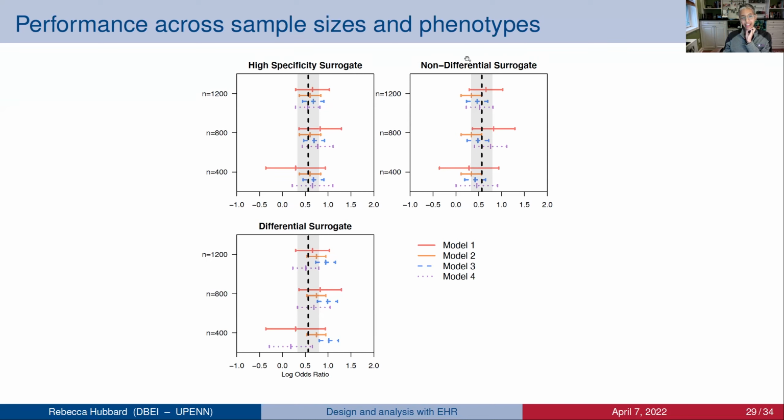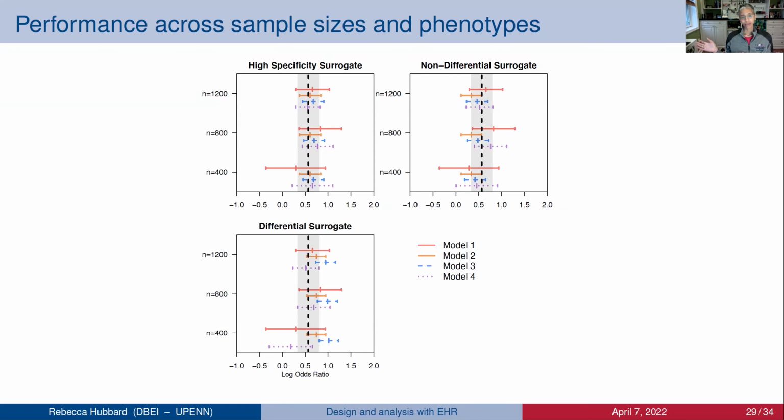The upper right is a lower accuracy surrogate that demonstrates non-differential misclassification. And the lower left is a lower accuracy surrogate that exhibits differential misclassification. So the basic quick summary take home of this figure is obviously using only the validation data gives you an imprecise estimate that's kind of unstable when you have a small validation sample size, but that obviously gets better and is going to converge to the truth as your validation sample gets bigger.